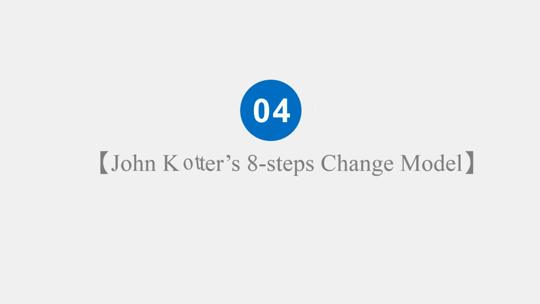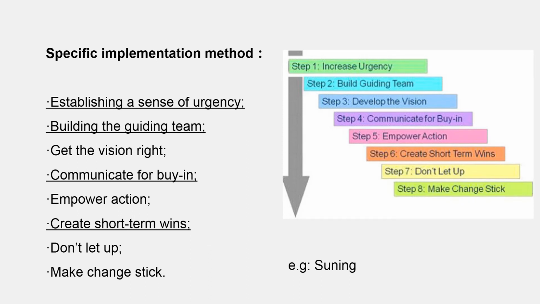The third theory is John Kotter's eight-step change model. This model can tell us how to implement change when a company needs to change. As a leader, there are 8 steps to implement change.